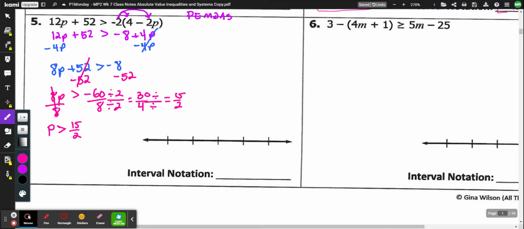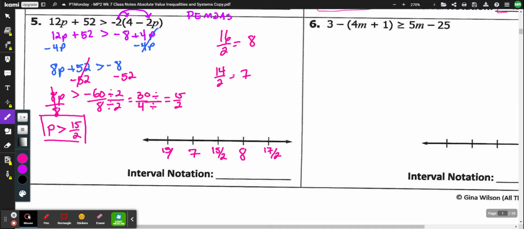And then remember yesterday we saw an example where we worked with the fraction, so we shouldn't be afraid. We're going to write 15 over 2. I know that 16 over 2 is going to equal 8. So that's 16 over 2. That'll be 17 over 2. 14 over 2 is going to equal 7. And then below that will be 13 over 2.